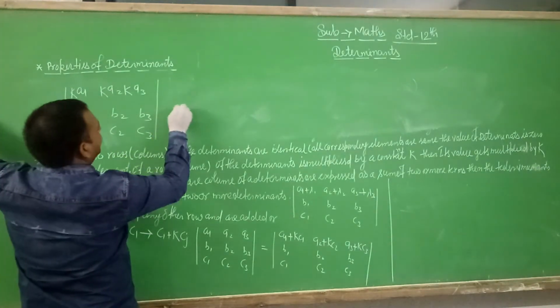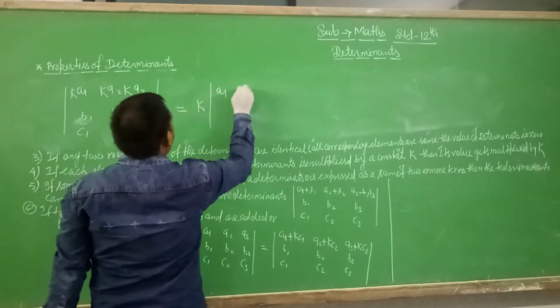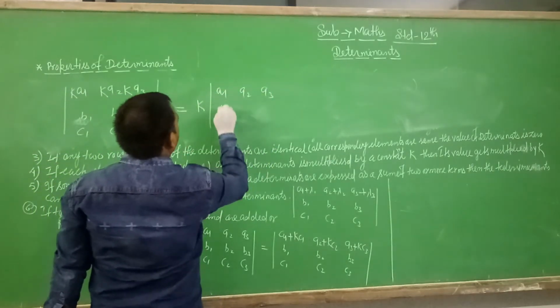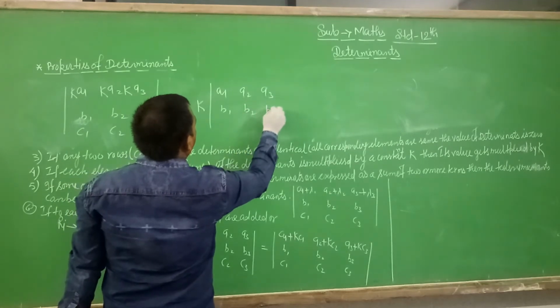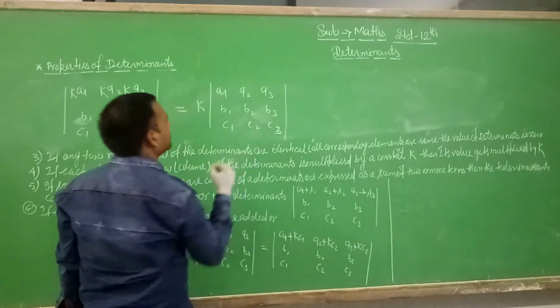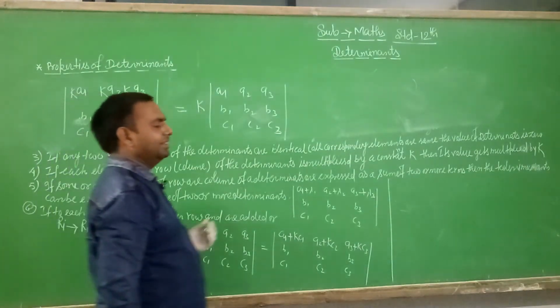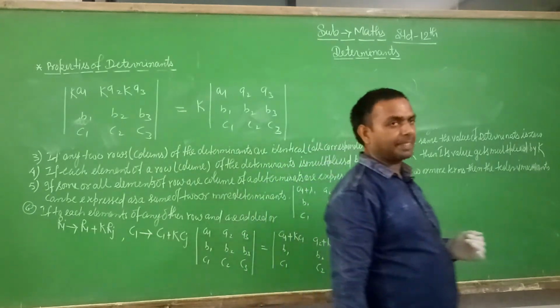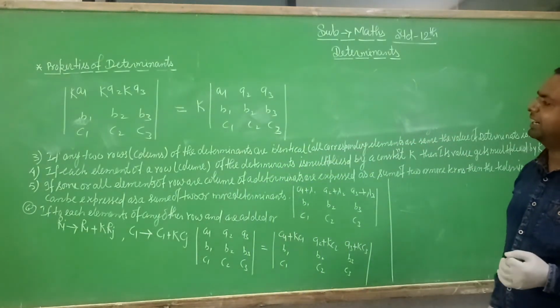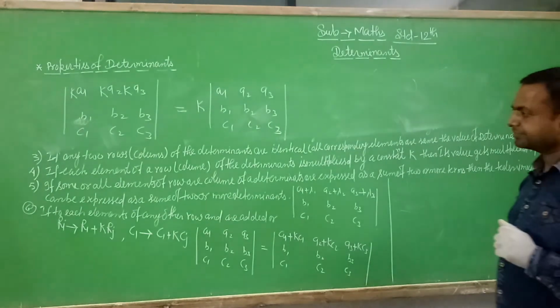So the value of that determinant is equal to k times the determinant a1, a2, a3, b1, b2, b3, c1, c2 and c3. So you see, in that situation you find that both values are same. So I say that in that case, if you multiply any row or column of a determinant by a constant k, the value of the determinant is multiplied by k.